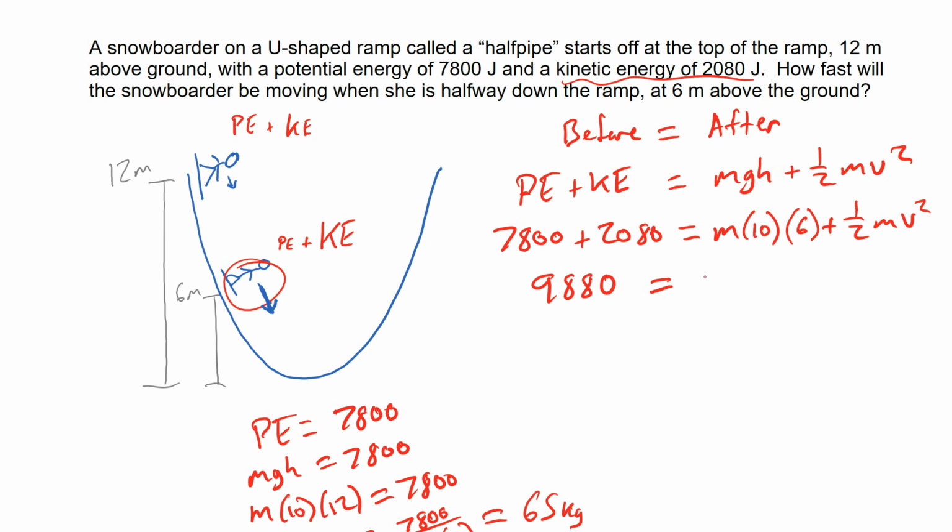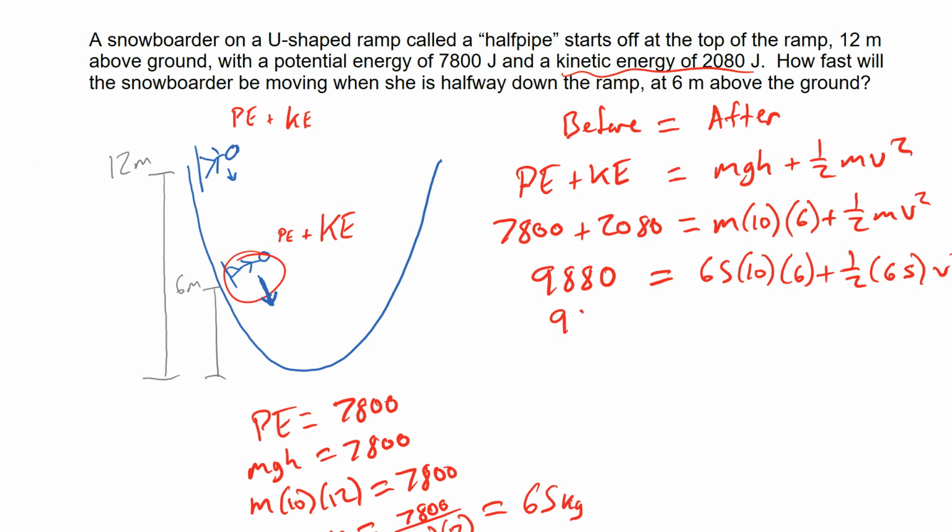Okay, so that's good. So I can plug that in up here, 65 kilograms, and also plug that into the kinetic energy. Perfect. Alright, so 9,880 equals 6 times 65, which is 390, and then 65 times a half is 32.5.